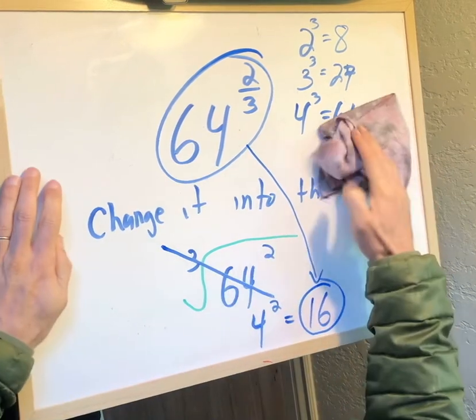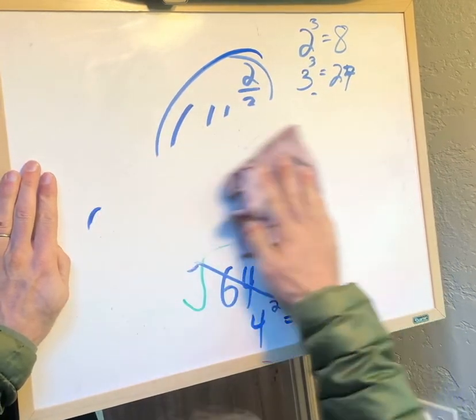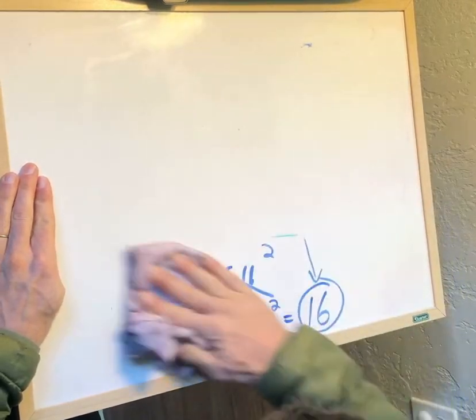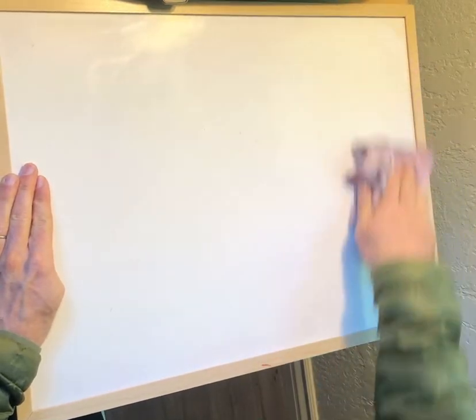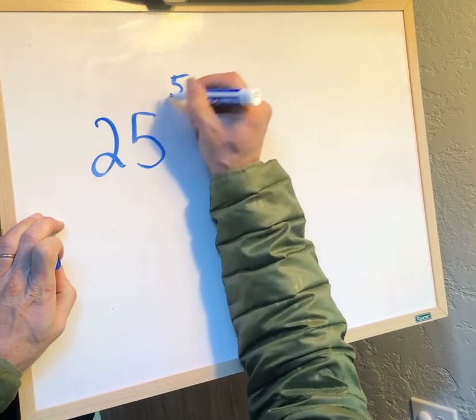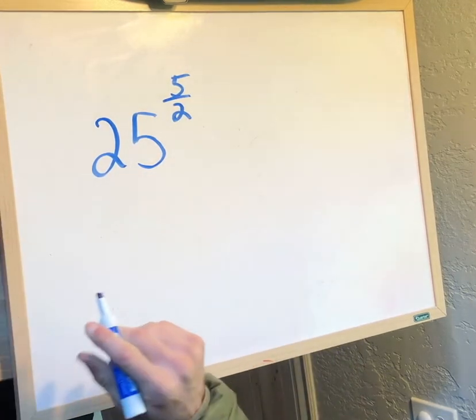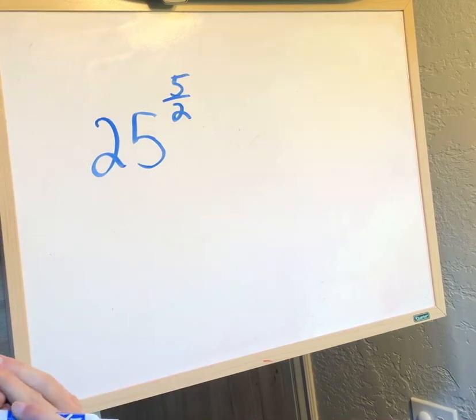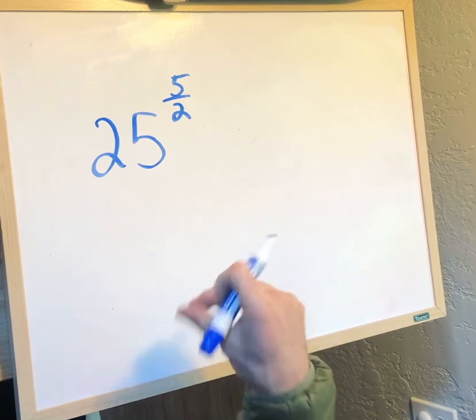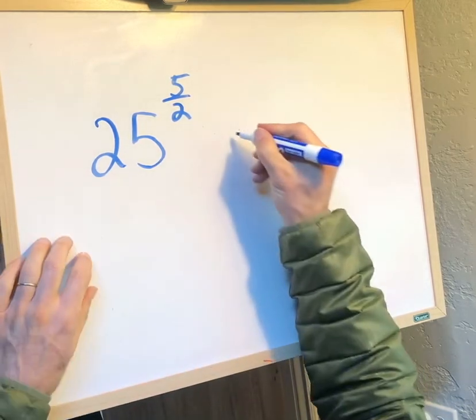Okay, let's see if you can do the second to last one. 25 to the 5/2 power. Let's see if you can do that. Pause the video and see if you can do it. You can do it in your head. You should be able to look at this and go square root of 25 and then to the 5th power, which is equal to 32.